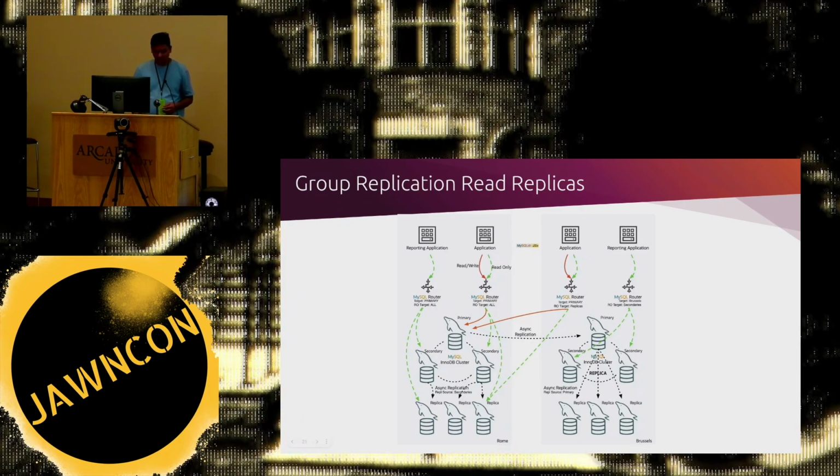What you can do is add read replicas that set up asynchronous replication between the cluster and the node. The group, again, will not include these read replicas in its quorum. It'll just shovel all the data it gets asynchronously to those replicas, and then the router can route traffic across all of these instances seamlessly.